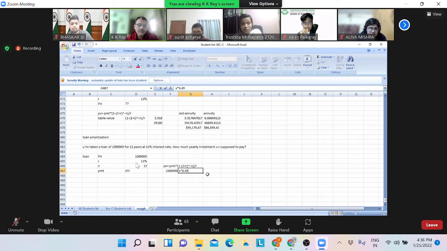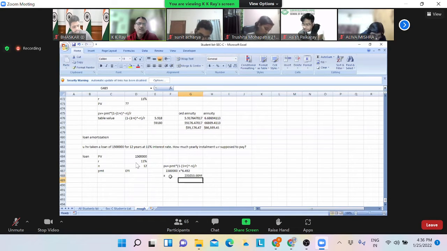492. Yes, sir, 492. Okay, then simply we can find x equal to what? 15 lakhs divided by 6.492. So my PMT or annuity is equivalent to 2,31,053. Everybody got it?